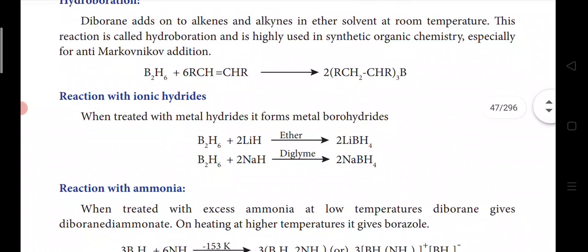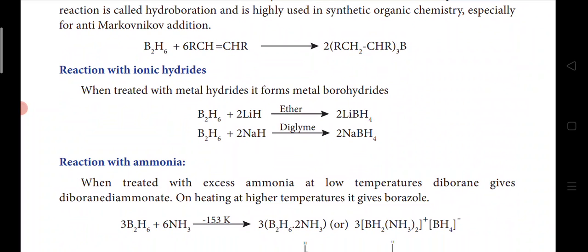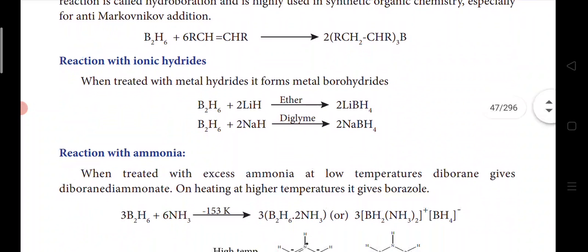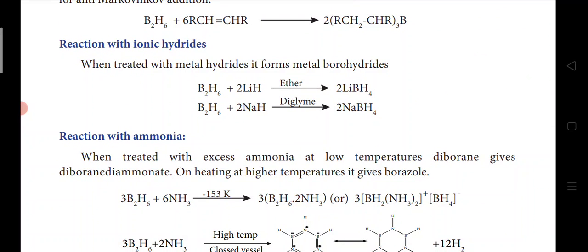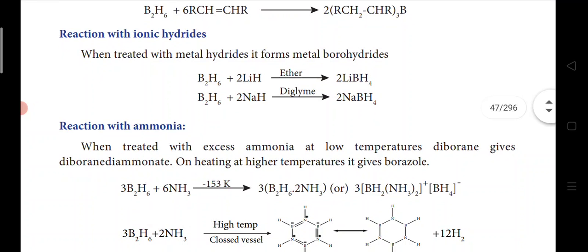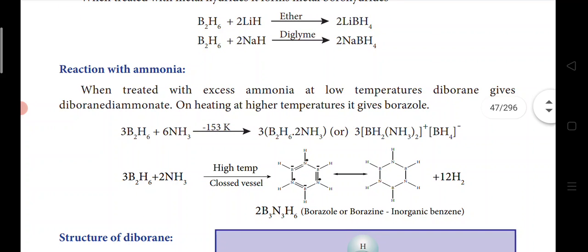Reaction with ionic hydrides, that means reactive metal hydrides. When treated with metal hydride, it forms metal borohydride. So diborane reacts with lithium hydride in the presence of ether and sodium hydride in the presence of diglyme, giving lithium borohydride and sodium borohydride, that is LiBH4 and NaBH4.